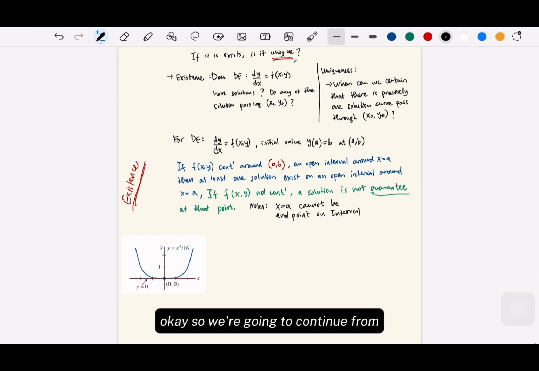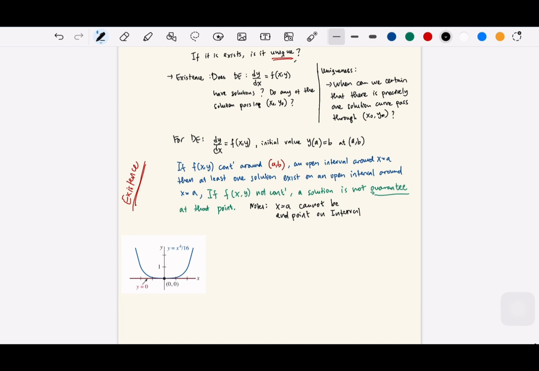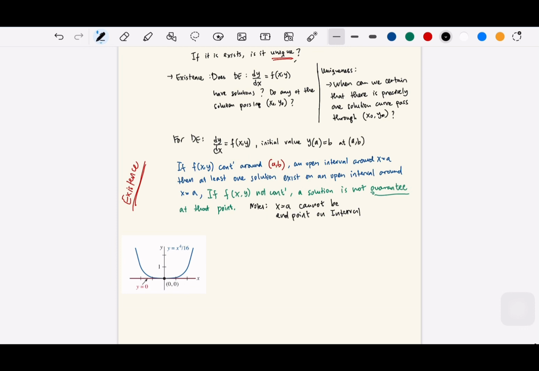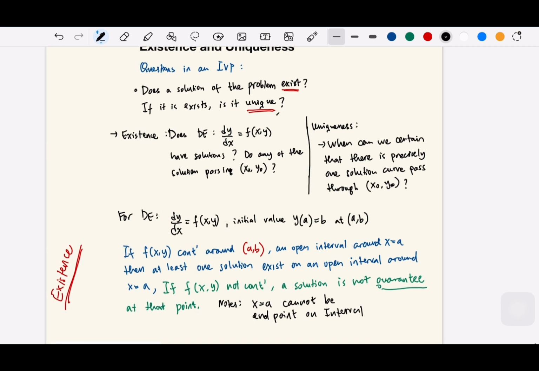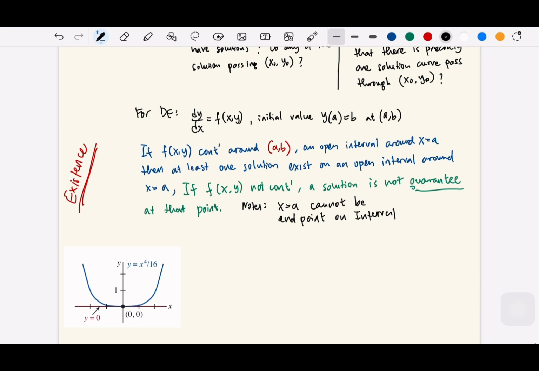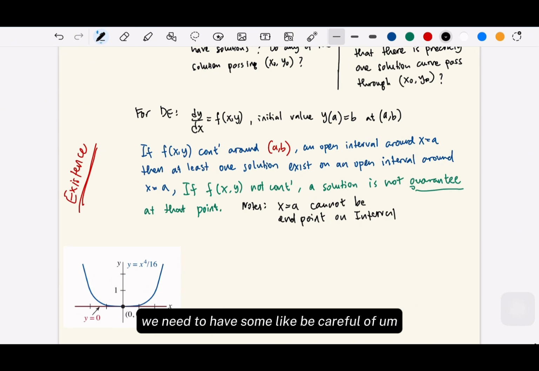Okay, so we are going to continue from the last part of the discussion, which is the existence and unique solution. We have described that for existence, we need to have some interval of existence if the function is continuous around some interval. We need at least an open interval around x equals a for the interval ab. At least on that interval, there will be one solution that exists. So we can say that that is the existence of the solution.